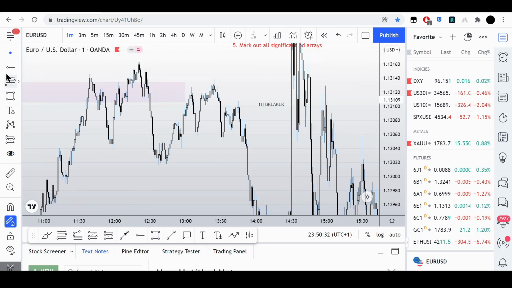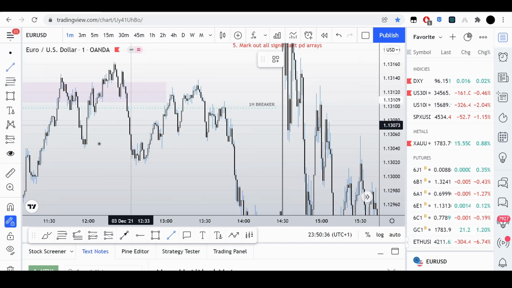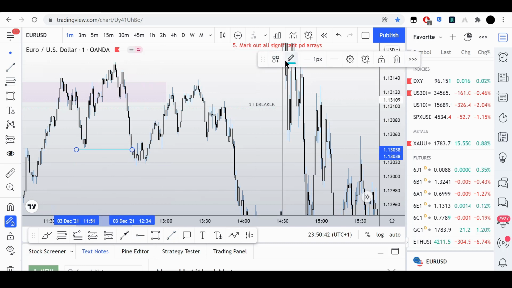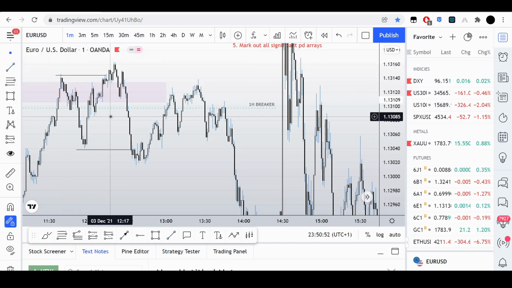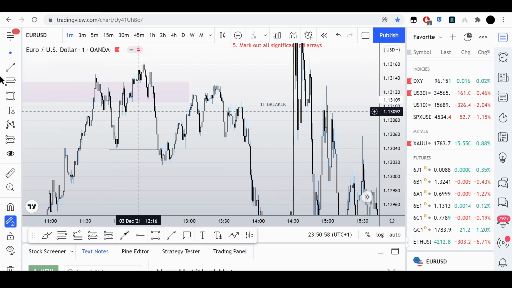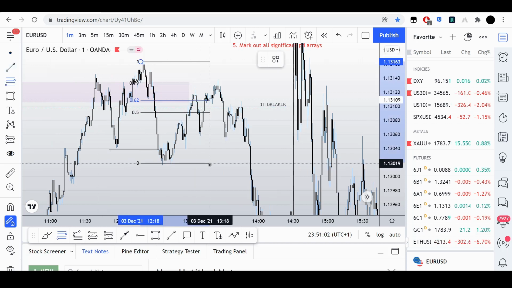So now that I see that, this is what I'm paying attention to. Now that we have this breaker structure here, stop point, breaker structure, your basic Quasimodo, as they like to call it, market maker sell model. And then after that, I'm looking for the premium and discount of this range. I'm looking for OT.